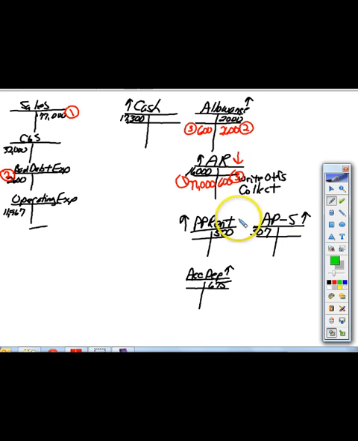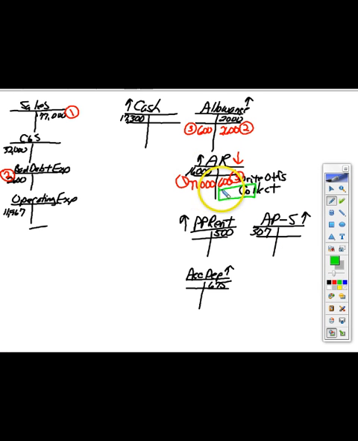And now we can solve for our cash collected. Cash collected, make this all balance, is going to be $60,400. So we go to our cash account, we have the $60,400 coming in, cash collected from customers.